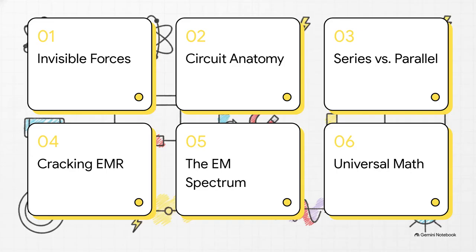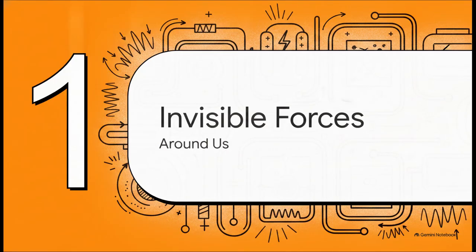Here is our quick game plan for today. We're hitting 1. The invisible forces around us. 2. Anatomy of electric circuits. 3. Series versus parallel pathways. 4. Cracking electromagnetic radiation. 5. The complete EM spectrum. And finally 6. Mastering the universal math. All right, let's kick things off with Section 1, the invisible forces around us.